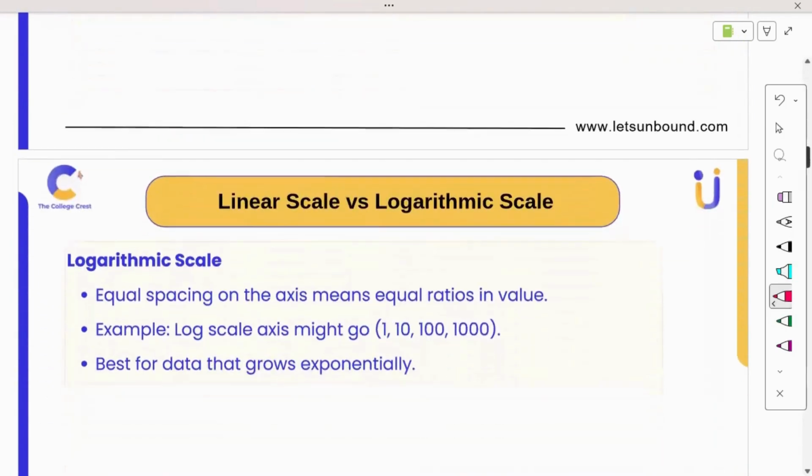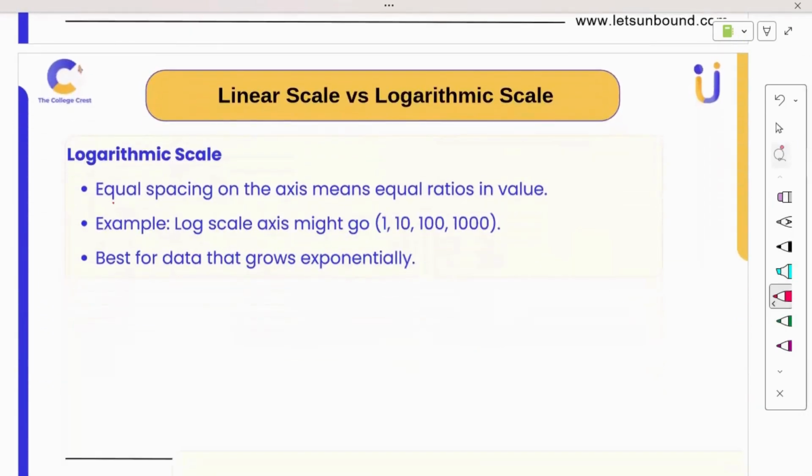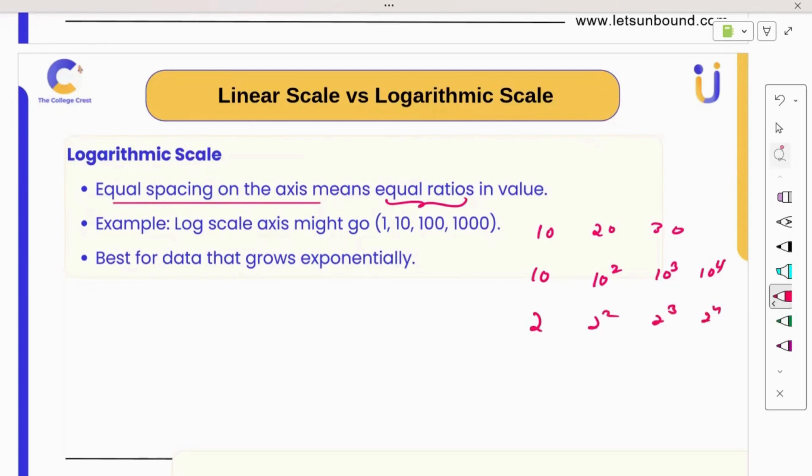Now the logarithmic scale. Here, equal spacing on the axis means equal ratios in value. So it's not like 10, 20, 30. It goes like 10, 10 square, 10 cube, 10 power 4, or 2, 2 square, 2 cube. Whatever your base, you can pick, but logarithms have base conditions and we have to rely on that. This is best for data that grows exponentially. Multiplicative changes, a sequence that goes by multiplying something throughout, is exponential growth.